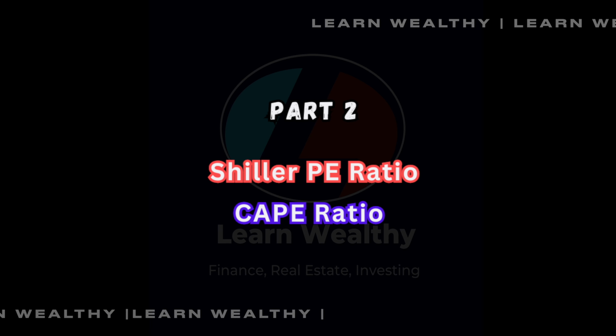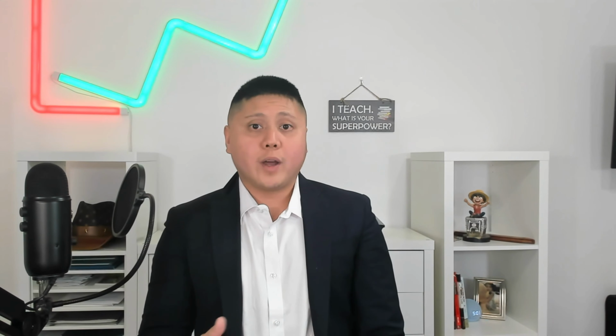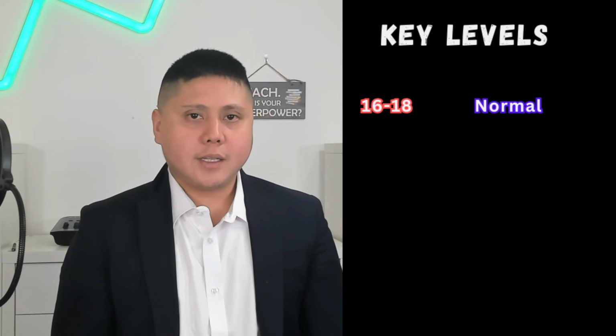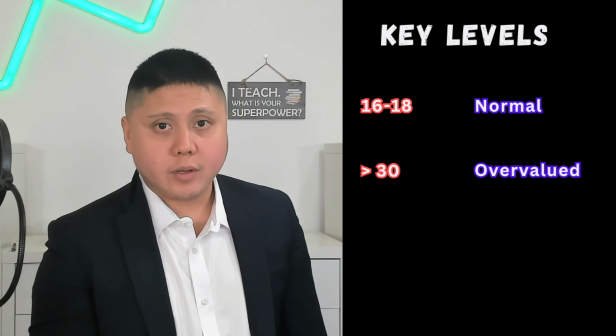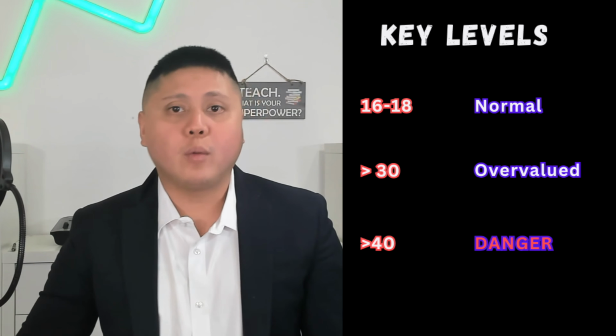Let's check another indicator. Part 2, the Shiller PE Ratio, or the CAPE ratio. What is it? The Shiller PE Ratio, or the CAPE, cyclically adjusted price to earnings, looks at the last 10 years of earnings, adjusting for inflation, because regular PE ratios can be misleading in booms or recessions. The Shiller PE smooths out short-term noise. Key levels: 16 to 18, normal valuations. Above 30, overvalued. Above 40, we have a bubble warning.